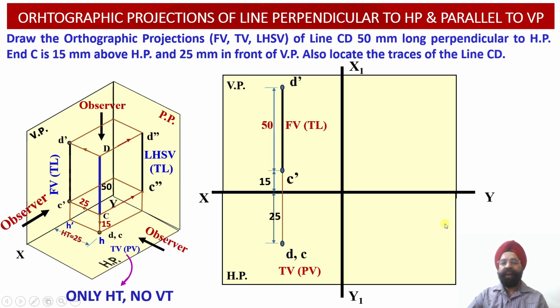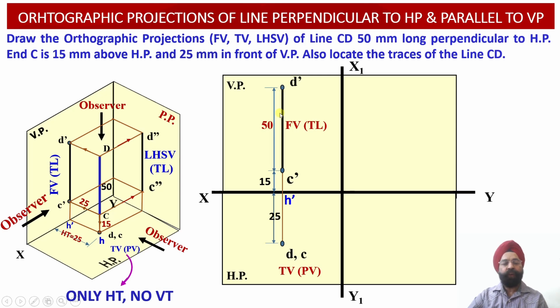Now we will be proceeding with the construction of the left hand side view projections of this particular line CD. So we know that in the first quadrant, the left hand side view projections will be drawn on the right hand side of the front view. So this is the front view projection. On the right hand side of this particular front view, we are going to get the construction of the left hand side view projections of this particular line. But before that, we have to draw the horizontal trace.